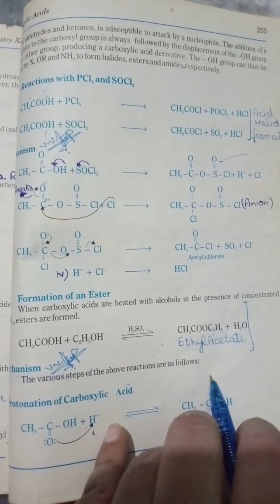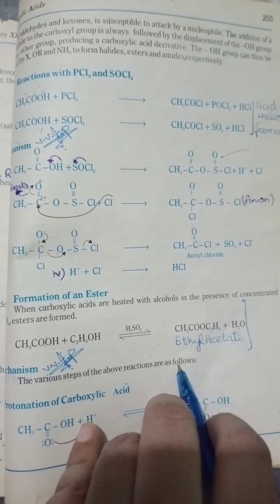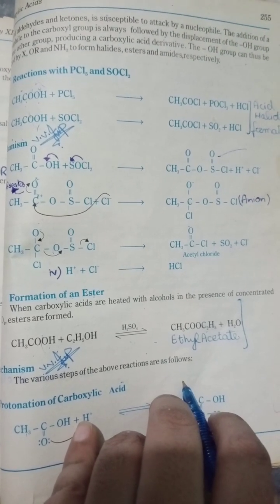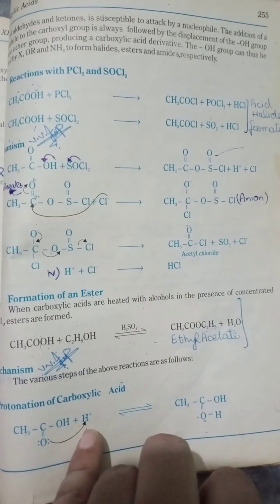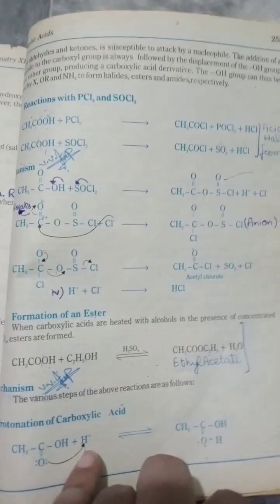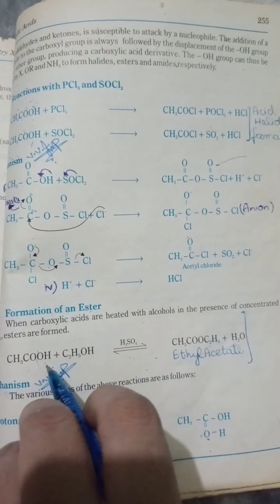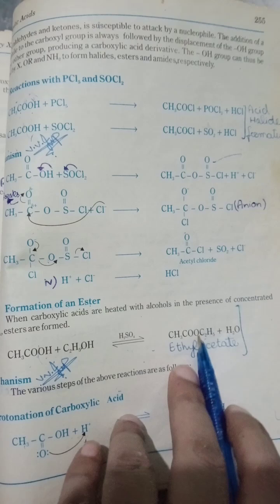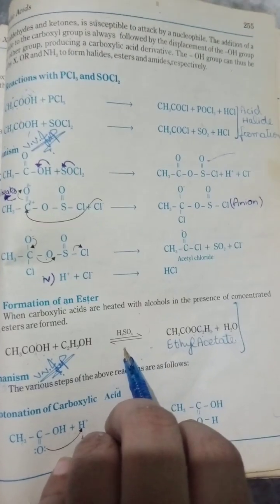the mechanism of this reaction is different, and we must write them again and again, so that we will be able to write them in the examination with fluency. Okay, first of all, as you know, whenever an acid reacts with the alcohol, it will form an ester and water in the presence of the sulfuric acid.